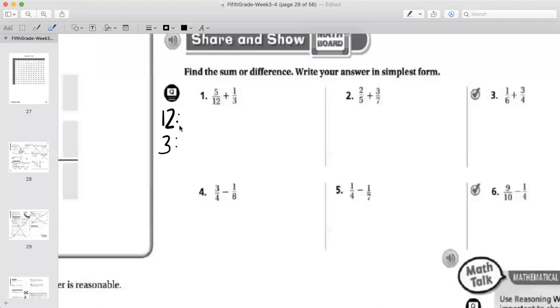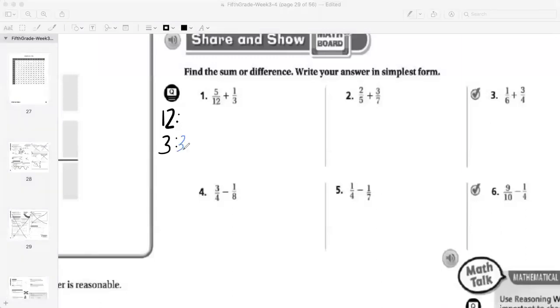Let's try this tool. Okay, so we'd have 3, 6, 9, 12, and then for 12, you start with 12. You already have it, so really you don't need to keep going. So that's going to be our new denominator.